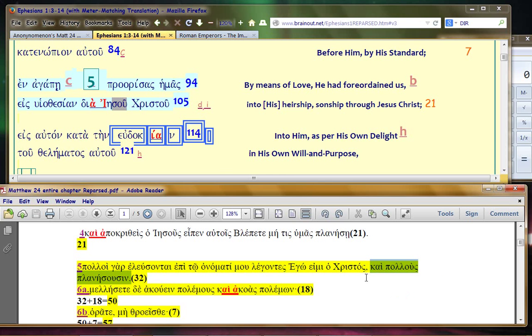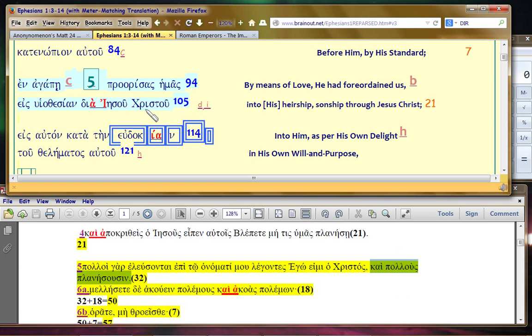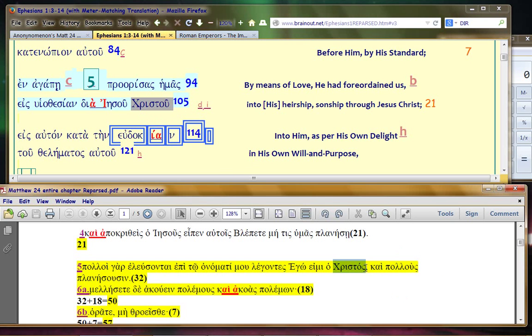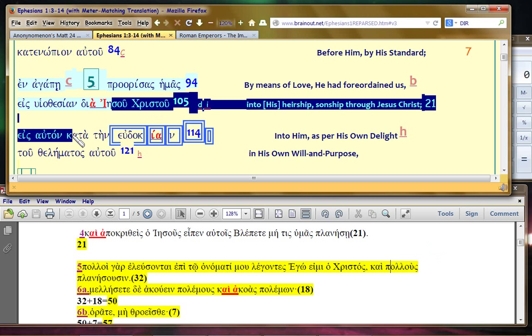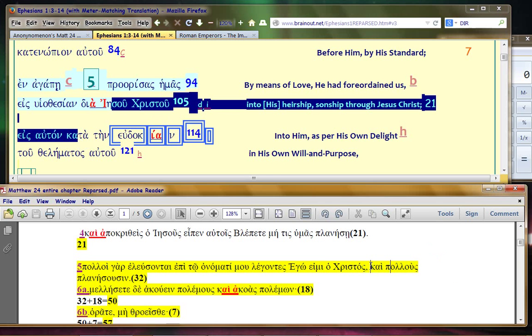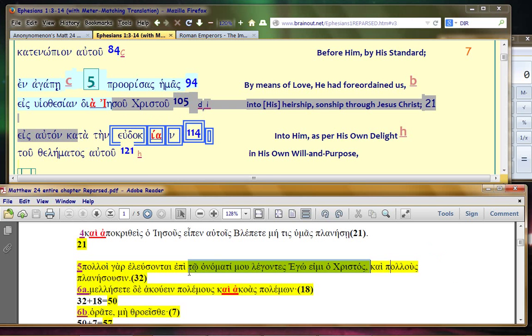So notice, when you layer it, you get double. You get Christu and Christos. You see what he's doing? Because you can't split a syllable. And you know, Christ is God, man, dual nature, double, ha-ha. All right, you get that? All right, so su, Christu, es, auton, ka, corresponds to kai, polus, planesusin, right here.